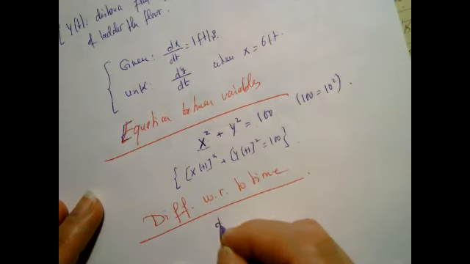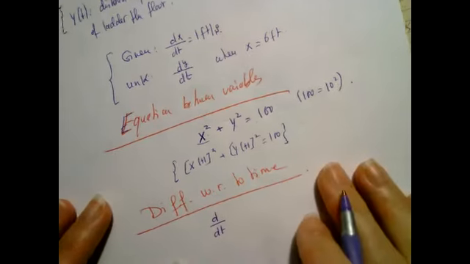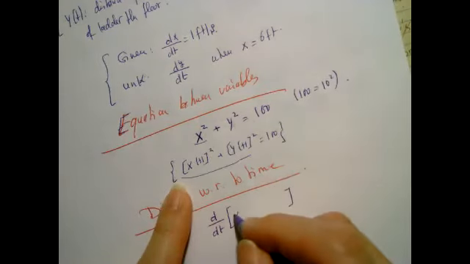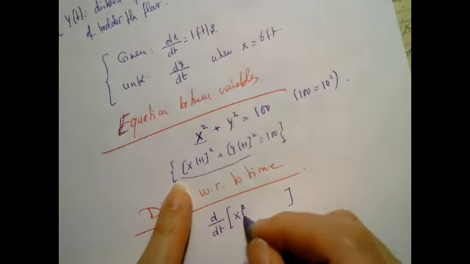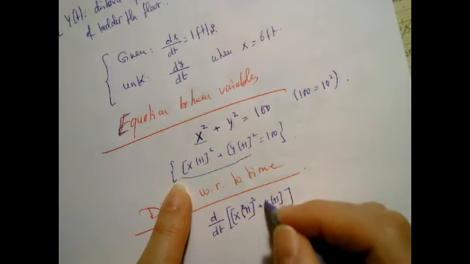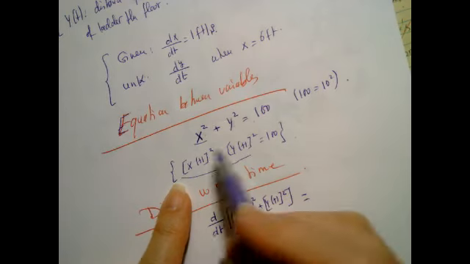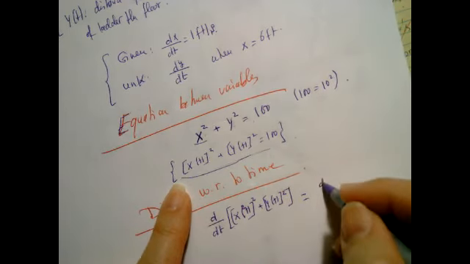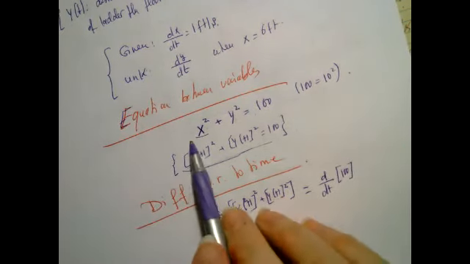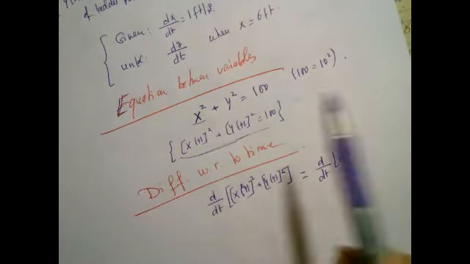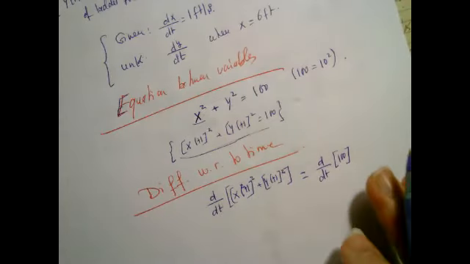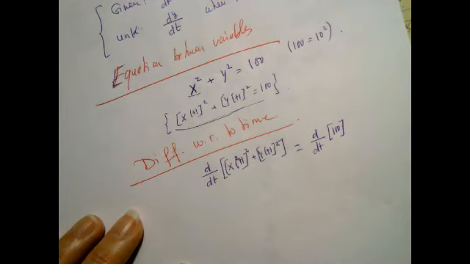Watch carefully the way I'm going to do it, because it's easier sometimes. The derivative with respect to time of x of t squared, so you understand it's time, plus y of t squared is equal to the derivative with respect to time of 100. So instead of solving for one in terms of the other, I will say, okay, the derivative of that is equal to the derivative of this. So let us compute the derivative of each one of them.